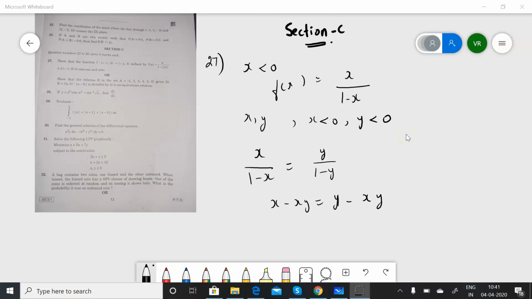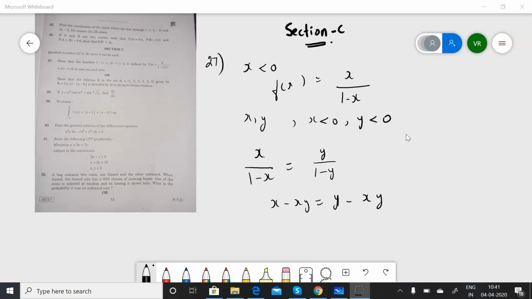Coming to section C, 27th question. Show that the function f from minus infinity to 0 to minus 1 to 0 defined by f of x equals x by 1 plus mod x, for x belonging to minus infinity comma 0, is one-to-one and onto. Now clearly you can see that x is lesser than 0. The function is given as x by 1 plus mod x. So when x is lesser than 0, the function becomes x by 1 minus x.